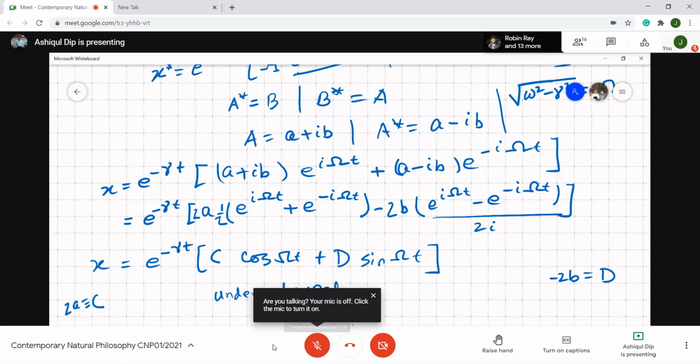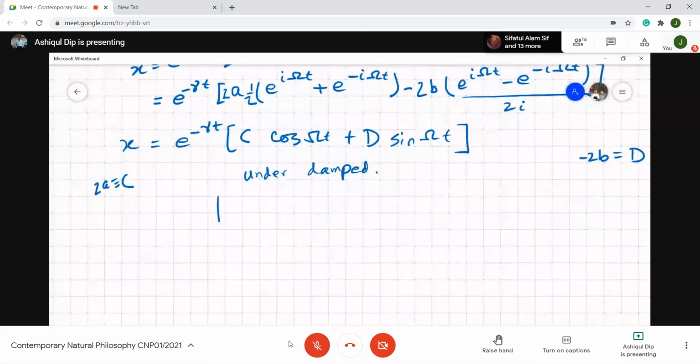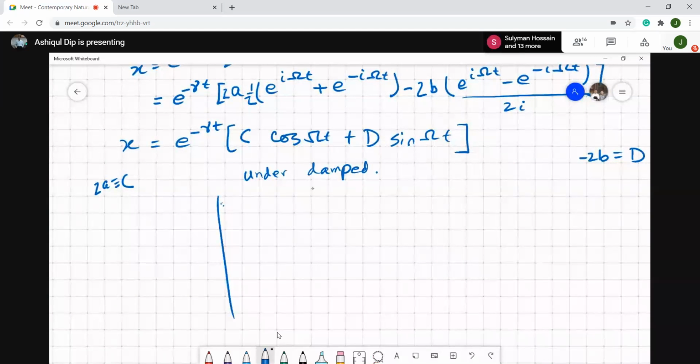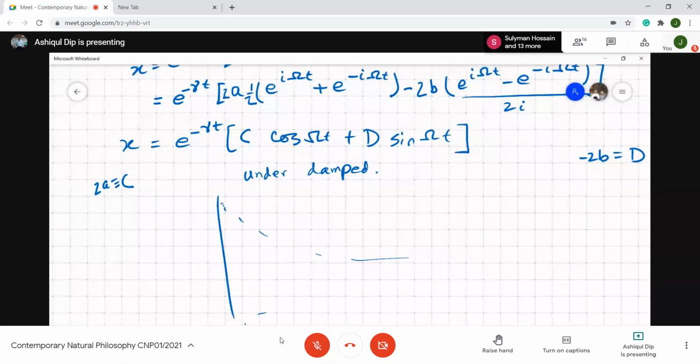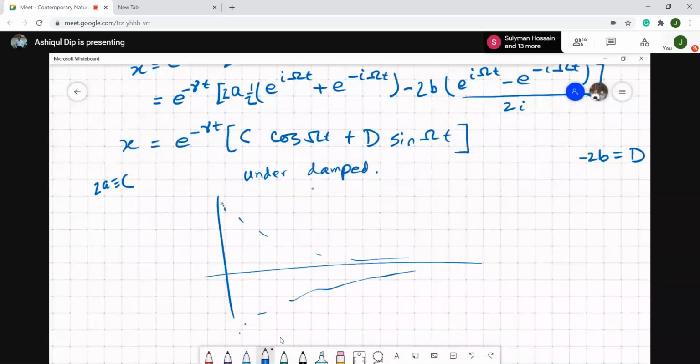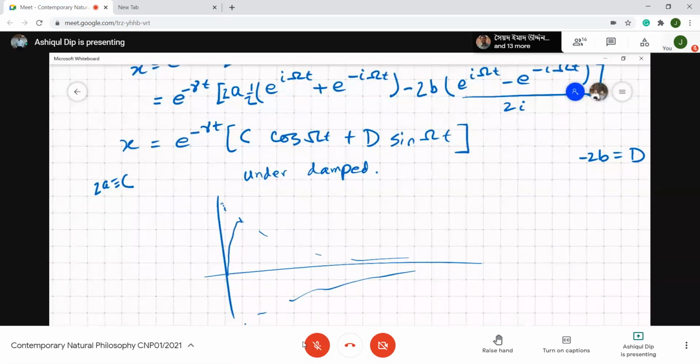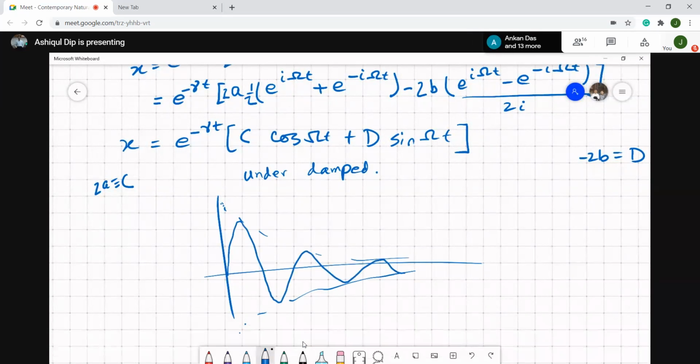So in the underdamped case, we have a solution like this. The envelope would be e to the power minus gamma t, and inside of that envelope, the actual real motion happens, like they oscillate and die out. So this is the trivial case we see in every oscillation in real life.